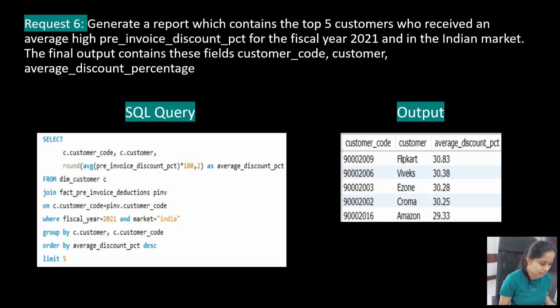So our next ad hoc request is to generate a report which contains the top 5 customers who received an average high pre-invoice discount percentage for fiscal year 2021, and also specially for the Indian market. This is the query I have run, and in this I used the average aggregate function, and this is the output we get, and let's move to the insights.